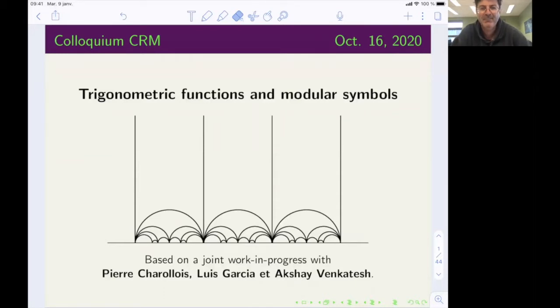Nicolas. Well, thanks for the introduction, Henry. I'm pleased. I would have liked to be really in Montreal, but at least I'm very pleased to be here tonight and next week. Tonight for me. I will talk about trigonometric functions and modular symbols.